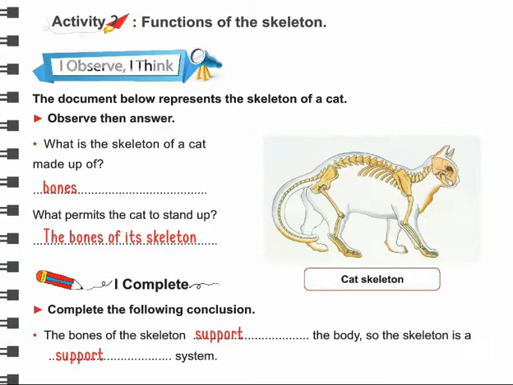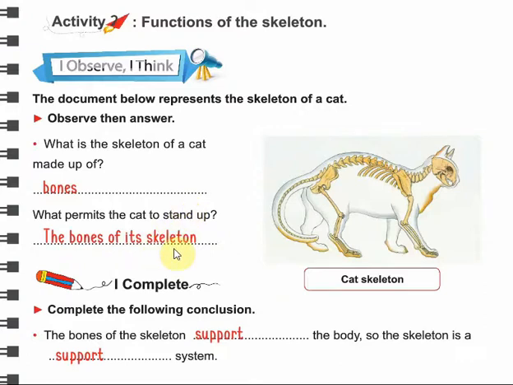In this document, we have the skeleton of a cat. Let's observe it. This is a cat skeleton. What's the skeleton of a cat made up of, in your opinion? Of course, the skeleton, any skeleton, is made up of bones. Okay? What permits the cat to stand up? شو الشيء اللي بيخليها للكات تحرك? To move and stand up? Of course, the bones of its skeleton.